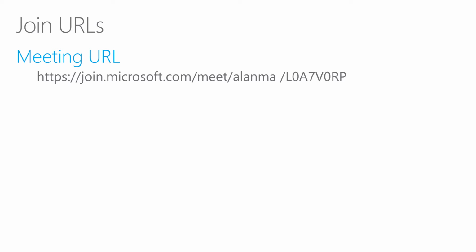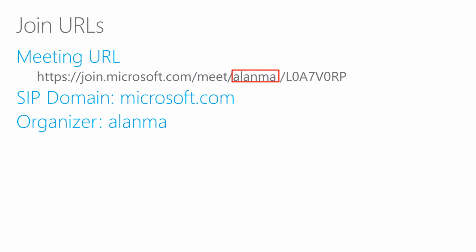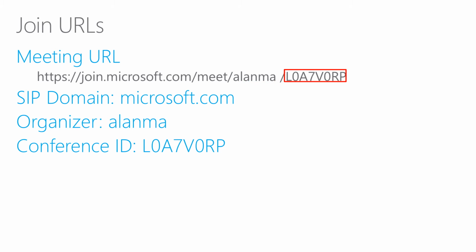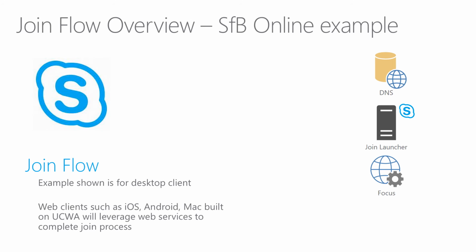When trying to understand the join process, it's fundamental to understand how the meeting URL is constructed. On the screen, we have an example meeting URL. As we can see, it's composed of several different elements. These include the SIP domain. In our example, this is Microsoft.com. We have the organizer. In our example, this is Alan Marr. And then we have the conference ID, which is an alphanumeric string. From this, we can construct the organizer URI, which in our example is Alan Marr at Microsoft.com.